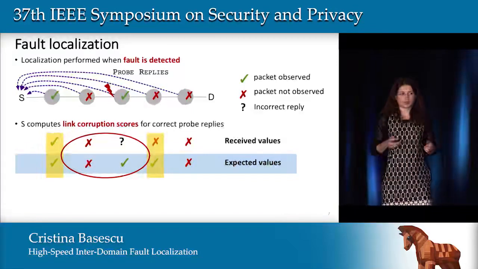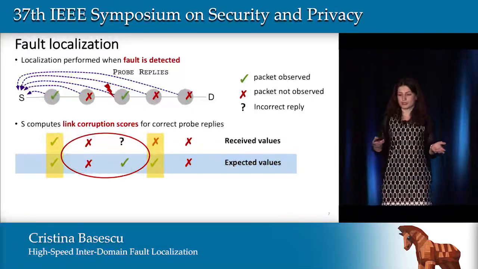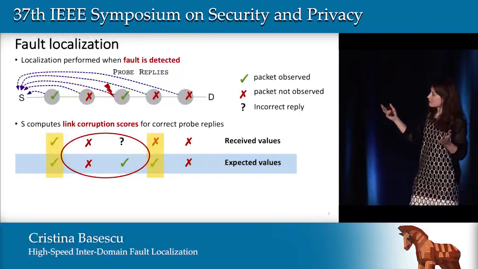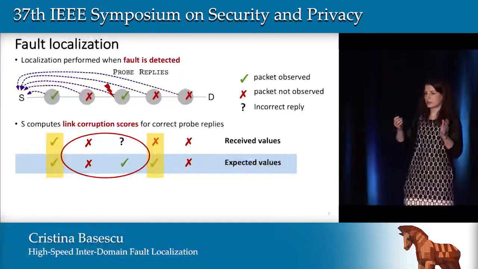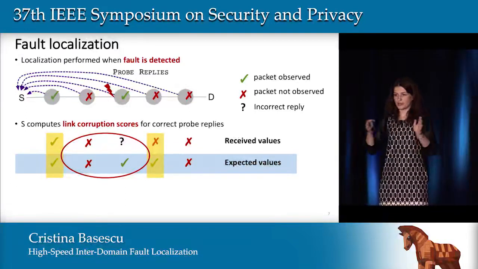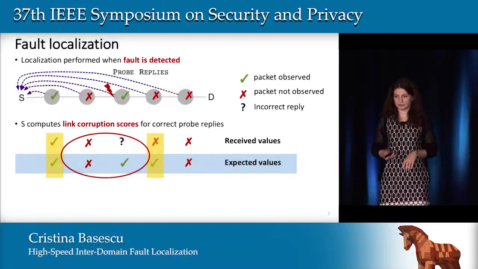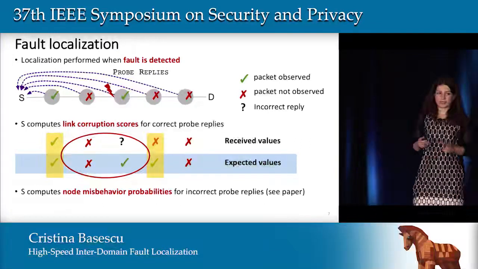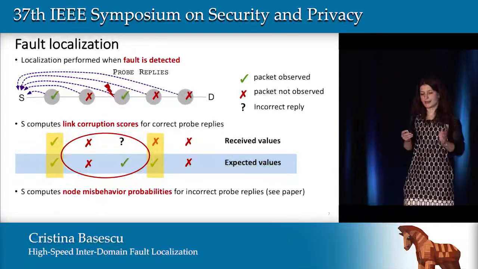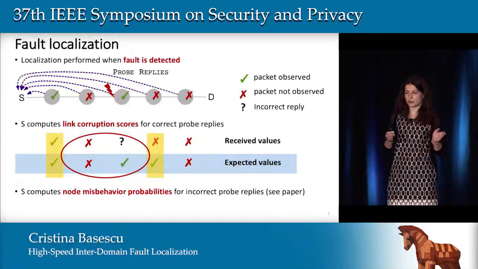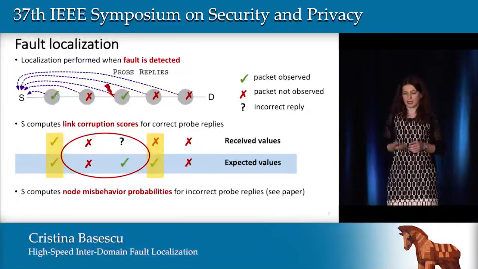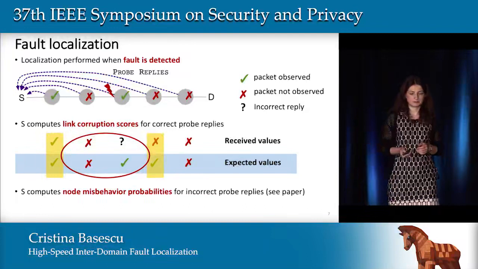This step is repeated by the source multiple times. And so, because the source does this for multiple unacknowledged data packets, it will be able to localize with a higher precision where a fault occurs. The source also uses incorrect probe replies to assess a node misbehavior probability for each node. This means how probable is that node to have dropped or modified a probe reply. For details, please see the paper.